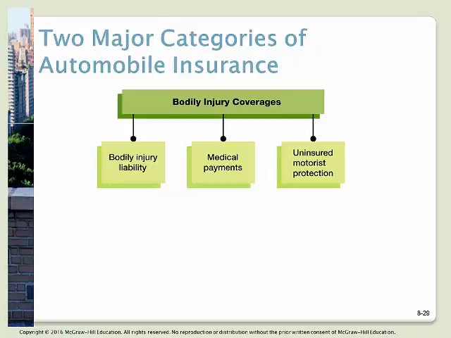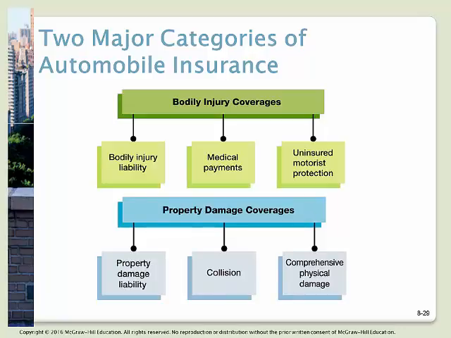Auto insurance covers two major categories of loss with subcategories. Bodily injury covers liability, medical payments, and a big one, uninsured motorist protection. The property damage component covers liability, collision, and comprehensive physical damage. And we're going to look at each of these starting with bodily injury.